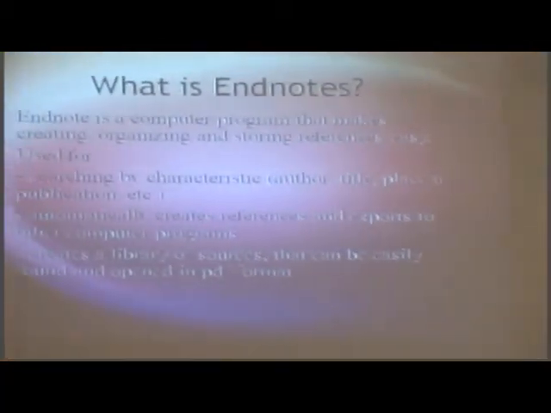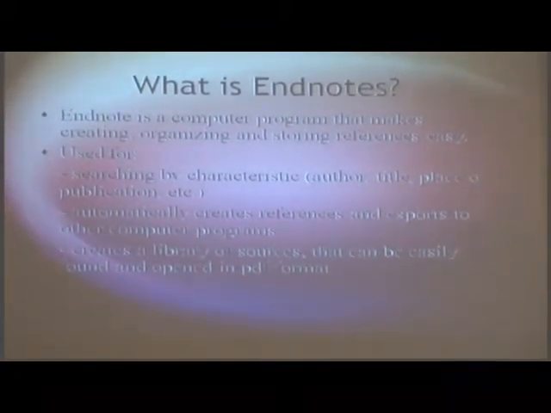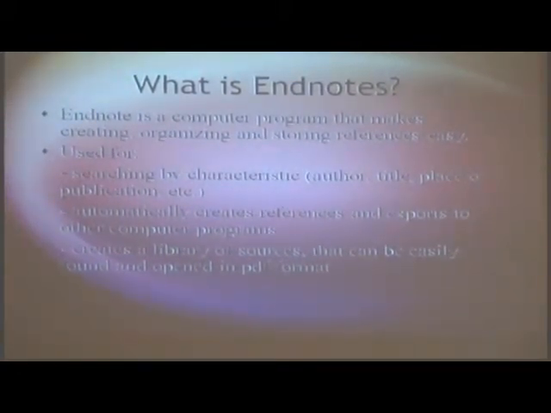on the citation page. And what is EndNotes? EndNotes is a computer program that makes creating, organizing, and storing references easy. It is used for searching by characteristics such as author, title, place of publication, etc. It automatically creates references and exports to other computer programs, and it creates a library of sources that can be easily found and opened in PDF format.